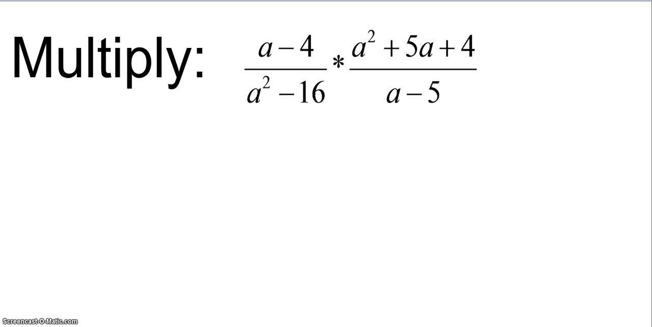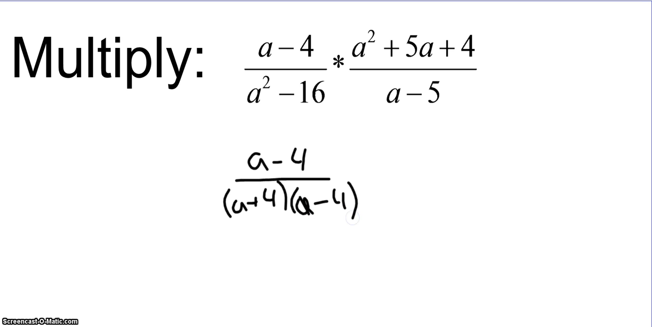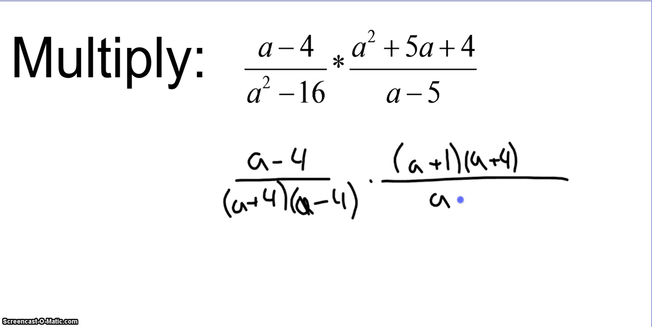This time we're using a's, no different than x. Let's keep it going. A minus 4 divided by a plus 4 times a minus 4 multiplied by a plus 1 and a plus 4 over a minus 5.